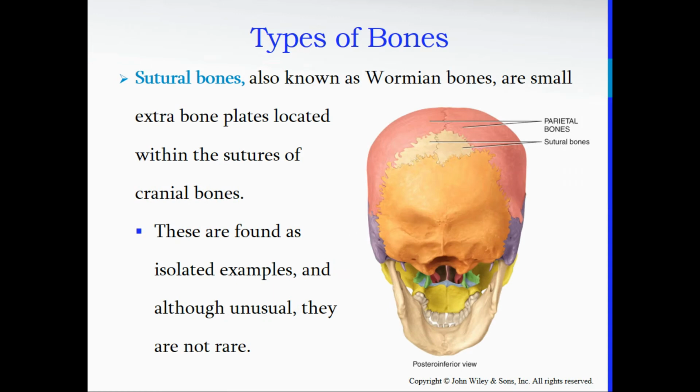Sutural bones, these are going to be the bones of the skull, and they are called sutural bones because their articulation is a suture, meaning it is an immovable joint. Sometimes these are referred to as Wormian bones, named after good old Dr. Wormian. They are small extra bone plates located within the sutures of cranial bones. These are found as isolated examples, and although unusual, they are not rare. So, for example, most of the time, there are just these three bones. The occipital bone and the two parietal bones meet in a three-way portion right there. But in this example, there are a couple extra plates of the Wormian bones. You can see there's one here and there's one there.